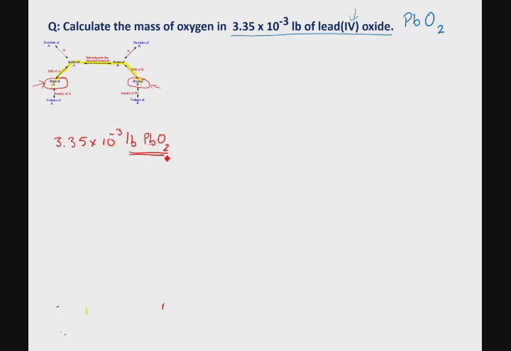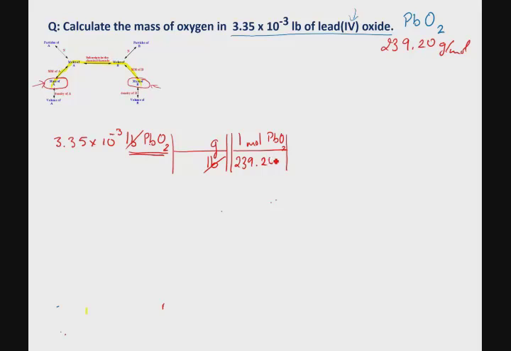Molar mass is always given in units of grams per mole, but the mass given right now is pounds, so your first step has to be to convert pounds into grams. Pounds crosses out. Now, we of course need the molar mass of PbO2, which if you calculate ahead of time, comes out to be 239.20 grams per mole. In other words, 1 mole of PbO2 has a mass of 239.20 grams. So grams crosses out.